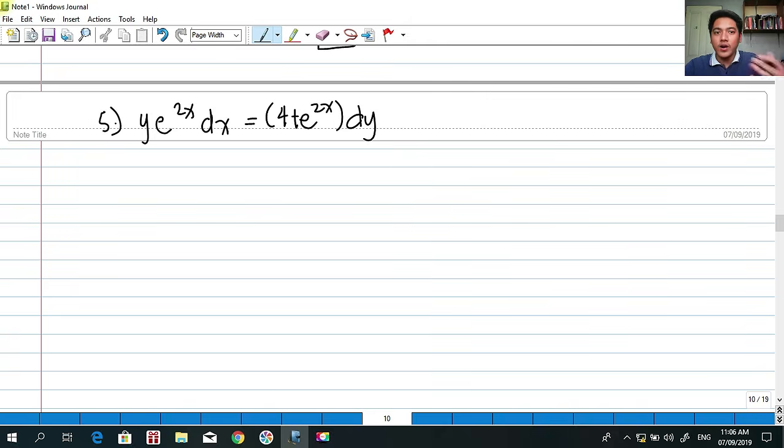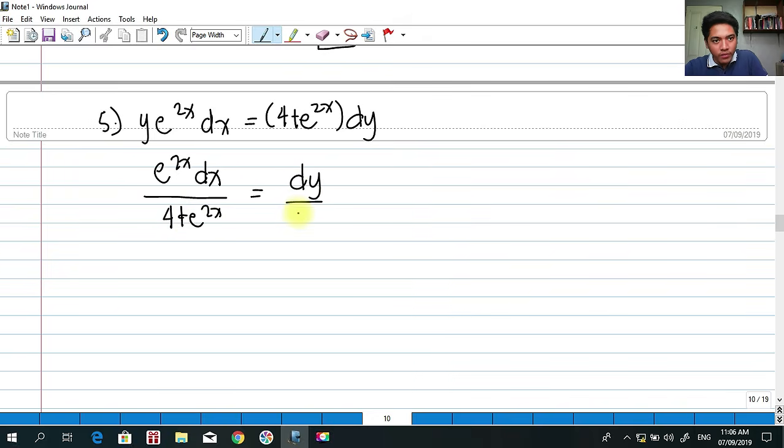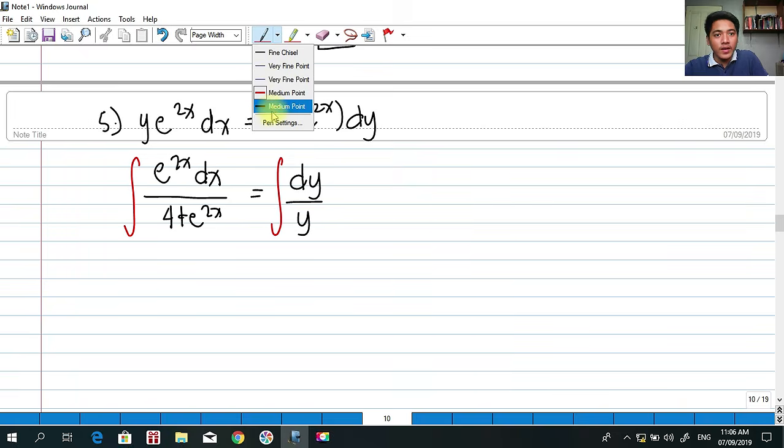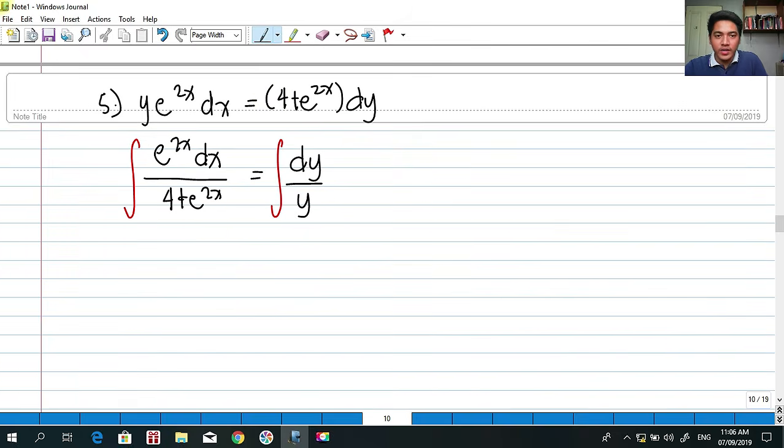Okay, this is a variable separable DE, and we can simply separate it, e raised to 2x dx, by simply multiplying or dividing both sides of the equation by y, and for y multiplied by 4 plus e raised to 2x, so that we have 4 plus e raised to 2x here, and we have, of course, dy over y here. So again, upon grouping them, we need to integrate both sides of our equation for us to find the constant, or the general solution.